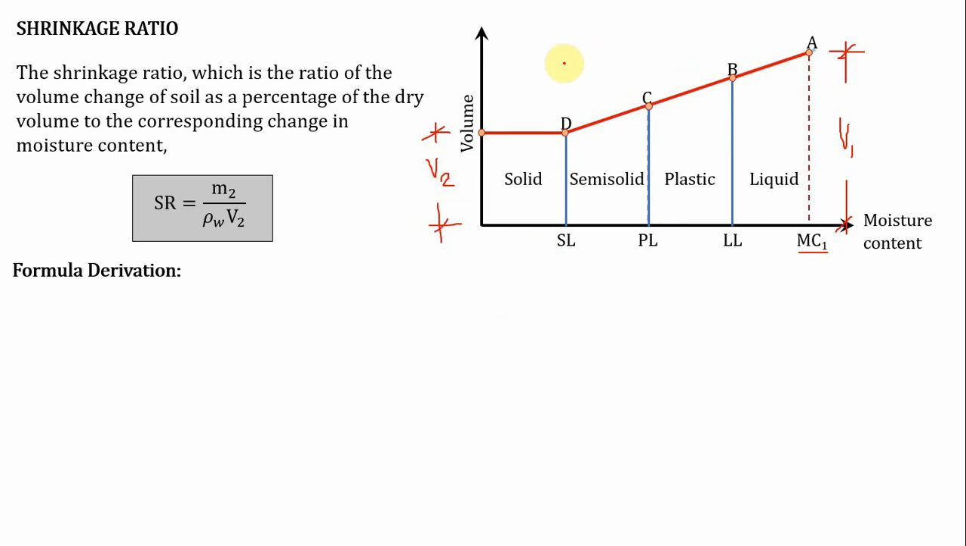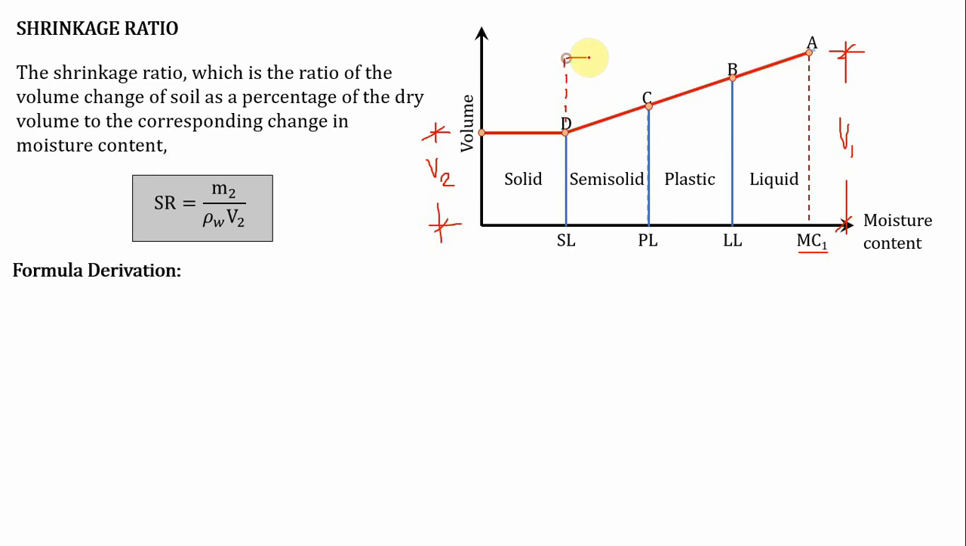The target here, class, is the shrinkage ratio, wherein it represents the shrinkage limit. So the travel condition we will follow is from A to D. Take note, class: the volume of the oven-dried soil is equal to the volume of the soil at the shrinkage limit.